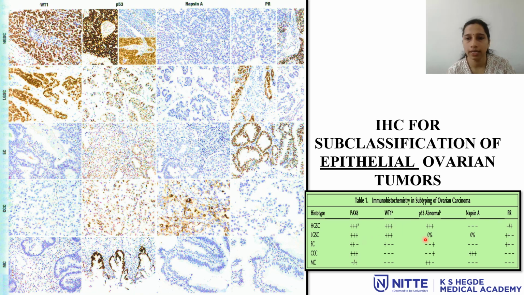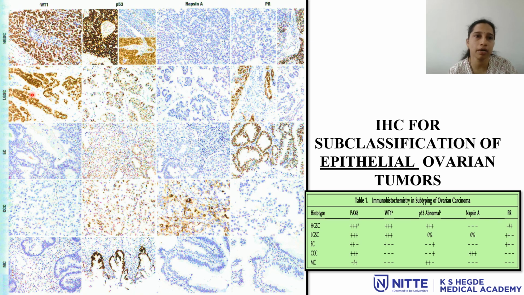WT1 is positive in high grade or low grade serous carcinoma. P53 is positive in high grade serous carcinoma. Napsin A and HNF1 beta are positive in clear cell carcinoma. PR can be positive in endometrioid carcinoma. As you can see here, this is a high grade serous carcinoma, which is showing WT1 positivity, P53 overexpression, whereas napsin is negative. PR can be positive in a set of cases.